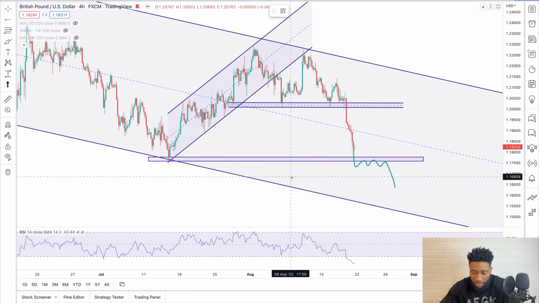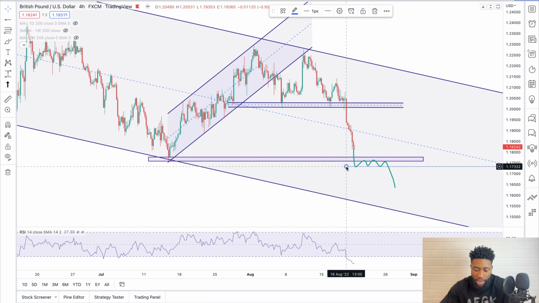So this is how I trade, guys, using simple tools. You don't have to overcomplicate your chart or add too many indicators. Just simple tools, follow the trend, and you'll be good.